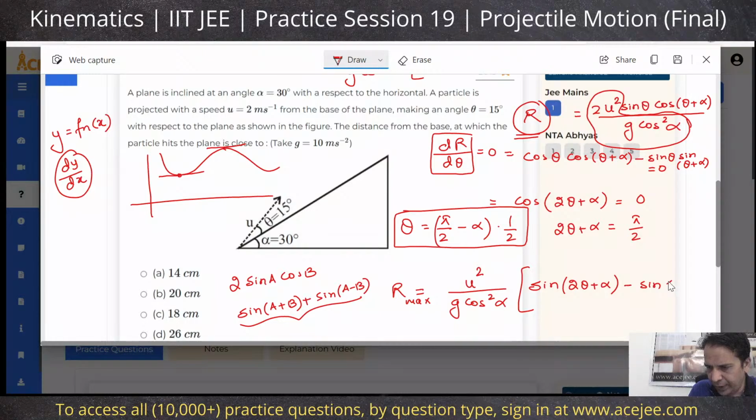Ruchika, Chavi beta, check if there is any issue here. I've just written this here: sine theta into cos theta plus alpha as this. This is pi by 2. The range is maximum, so this will become 1.